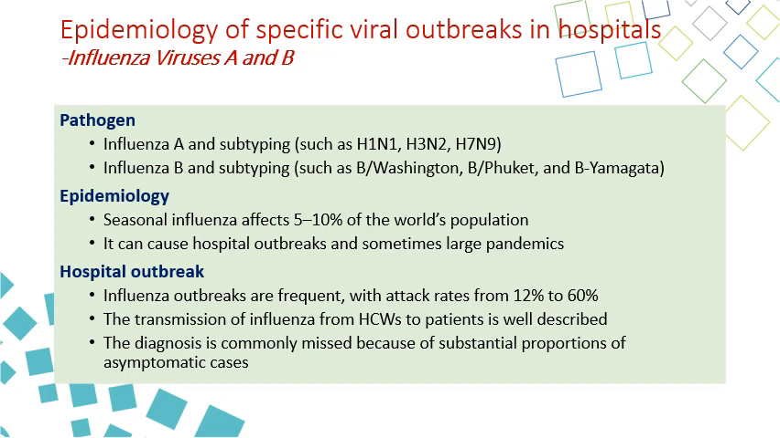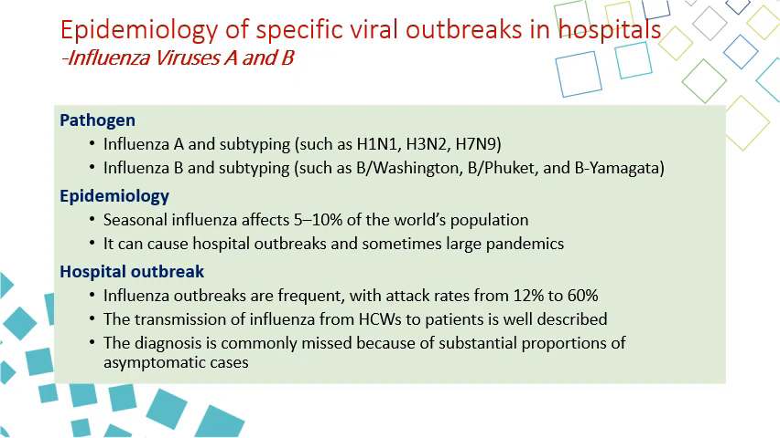Influenza A, there are many types. The most common are H1N1, H3N2, and H7N9. Influenza B also has subtypes, including Washington, Fokker, and Yamagata.